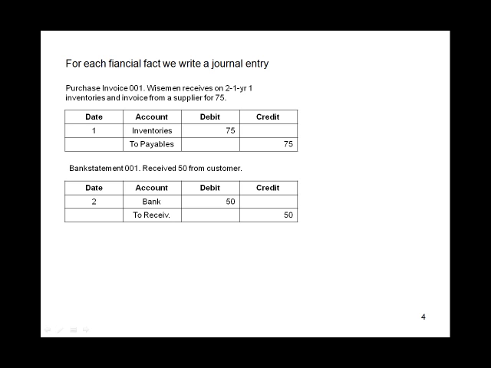The first financial fact is the purchase on account. Wisemen receives an invoice for goods and the purchase price is 75. So the journal entry is inventory, 75 to payables. Inventories is an account that reflects assets. So if assets go up, we have to debit that account, and payables the other way around. Then we have received a bank statement which tells us that we received by bank 50. So we debit the ledger account bank 50 and credit the ledger account receivables.